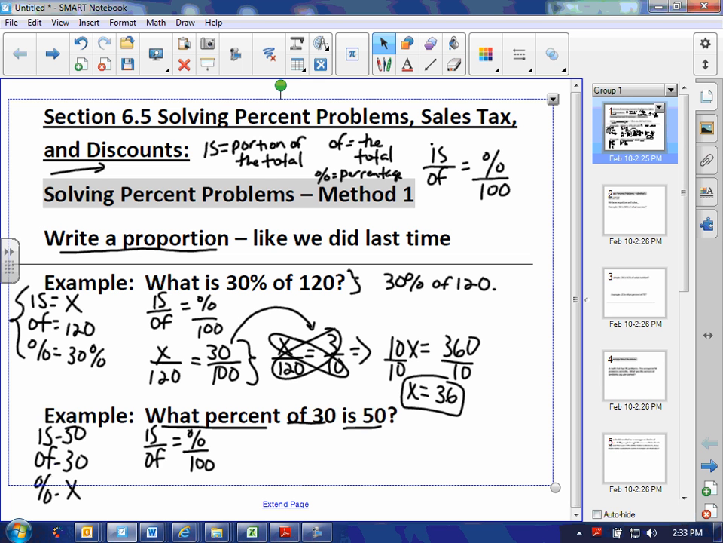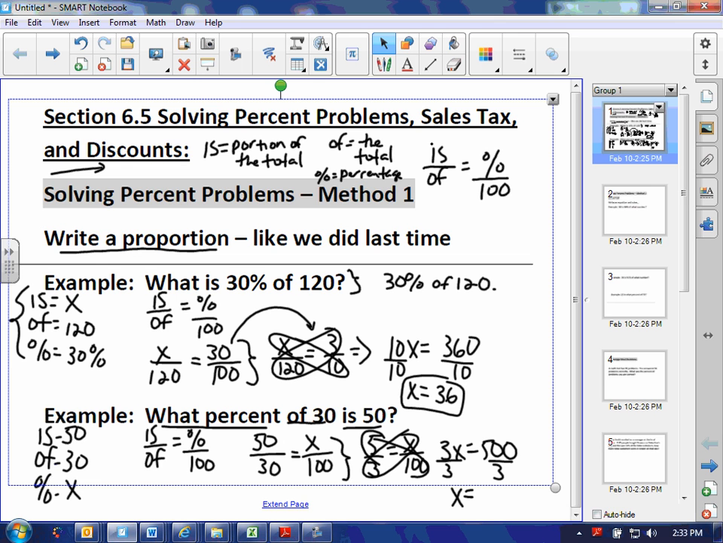So let's plug this into our proportion. Your is is 50, your of is 30. We don't know the percent, it's always out of 100. I then can reduce my ratios. This would be 5 over 3 is equal to x over 100. Cross multiply. You get 3x is equal to 500. Divide both sides by 3, and x is going to equal whatever 500 divided by 3 is. You would have to do that math, and it would be 166.6 repeating percent. So that would be your percentage.